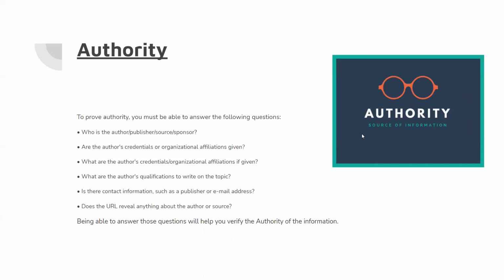Authority. To prove authority, you must be able to answer the following questions. Who was the author or publisher? What are the author's credentials or organizational affiliations, if given? What are the author's qualifications to write on the topic? Like if he's a professor in history, and so he writes about World War I.